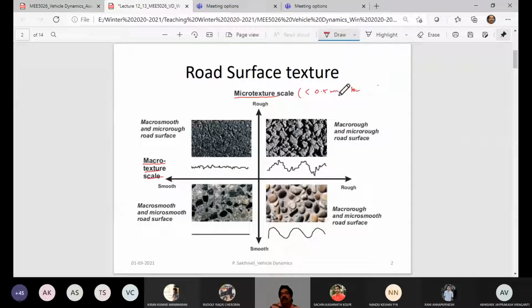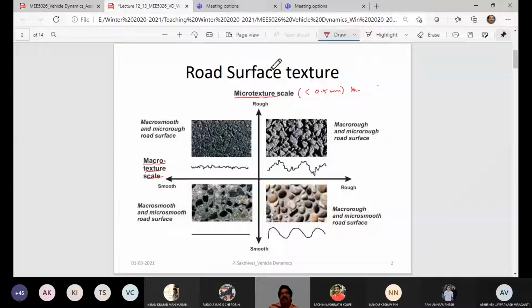Look at it. That means 0.5 mm is very difficult to see. So the peak to peak of the aggregates forming the road surface should be only less than 0.5 mm, then it is called a micro texture scale. And again this micro texture scale is classified as smooth micro texture scale or rough micro texture scale. So the smoothness or roughness depends upon the peaks of the aggregates.